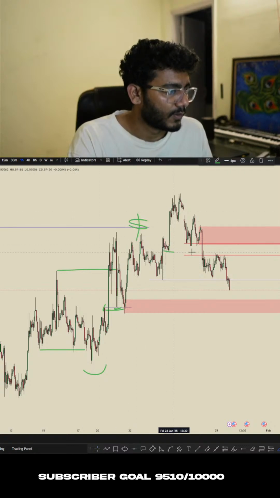Price has swept the liquidity and gave us a change of character. If this breaks, then we will look for a sell side entry.